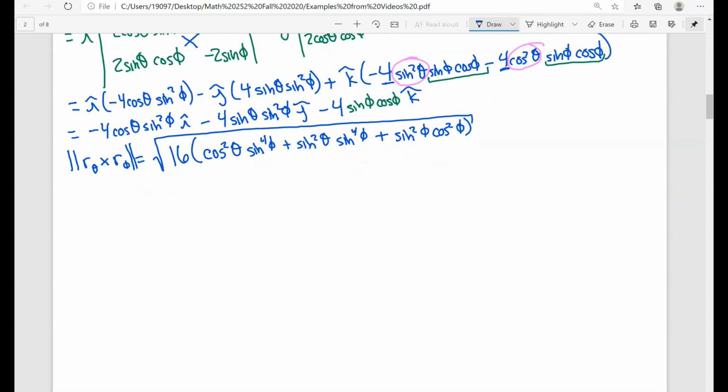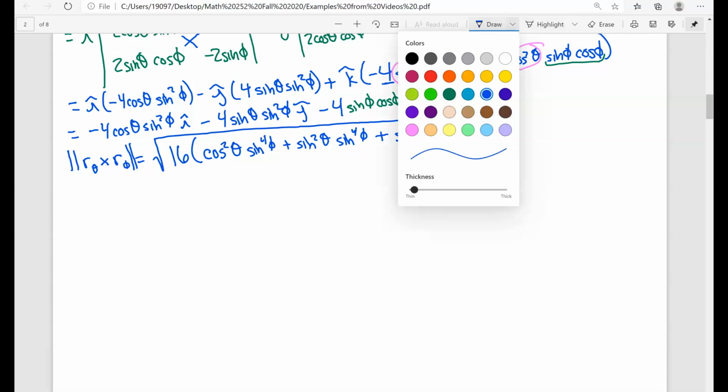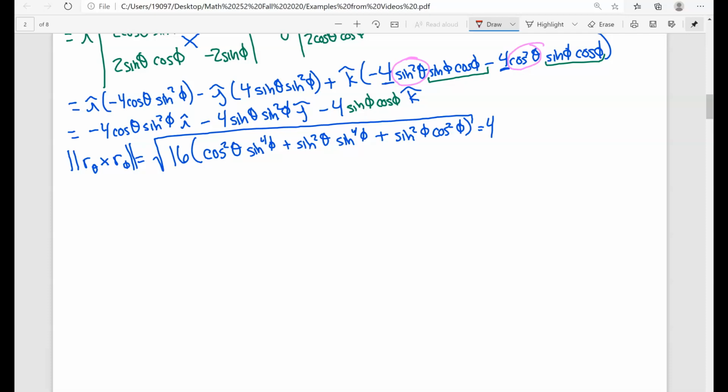All right, so the square root of 16 just gives me 4. Okay, so I'm just going to have 4 there. And then here, what am I going to do? I'm going to take a look at the first two terms first. And I notice that I have a sine to the 4th there, so I'm going to take out a sine to the 4th phi. And notice that on the inside, I'm going to be left with cosine squared theta and sine squared theta, which is just 1. So that's just that times 1.